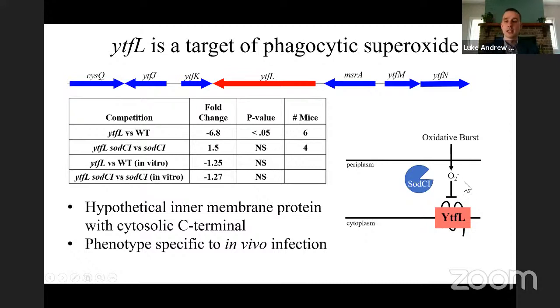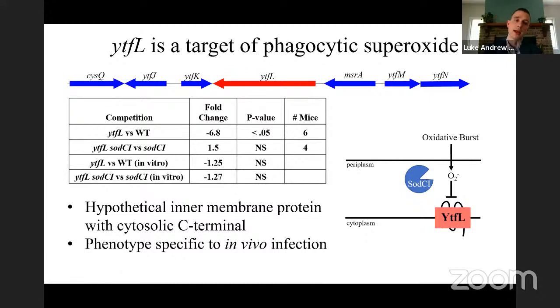One question we wanted to ask when we initially got this data back was, is this phenotype specific to an in vivo infection, which suggests it's related to virulence, or is this just a general growth defect that we might be able to repeat in the lab? If we look at the same competition assays, except this time instead of using mice, we just grow these competitions overnight in lab media, we see there's no significant phenotype, suggesting that this is specific to our in vivo infection model.